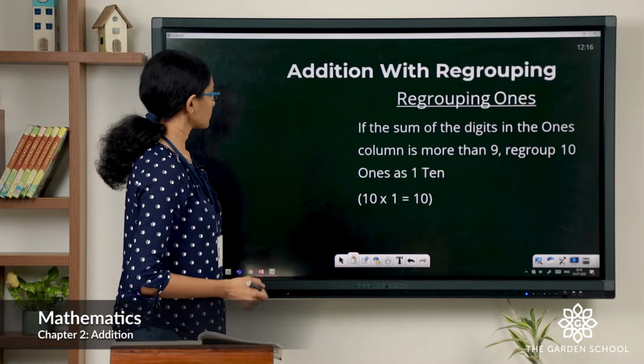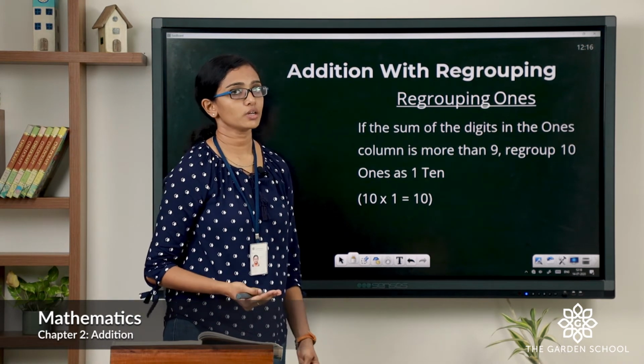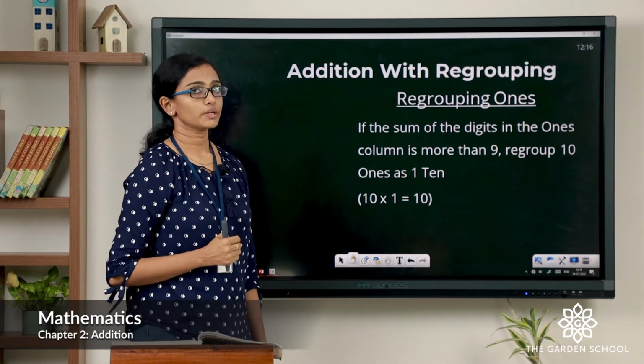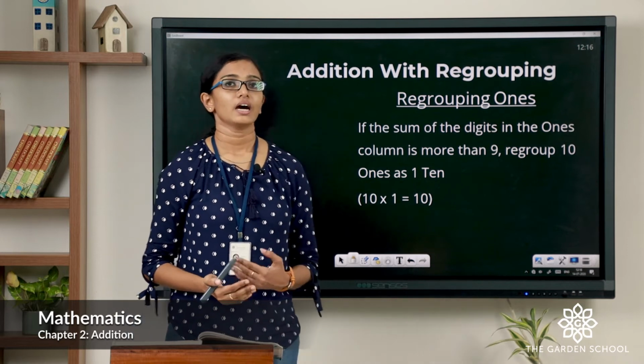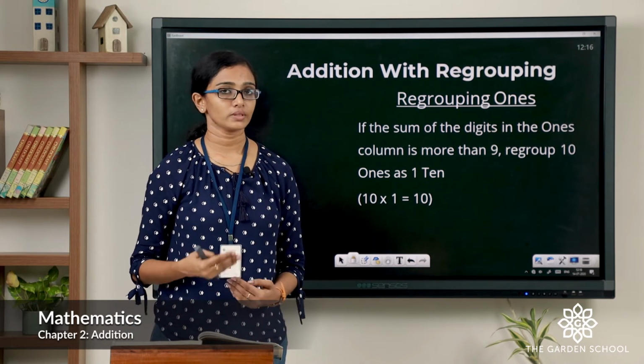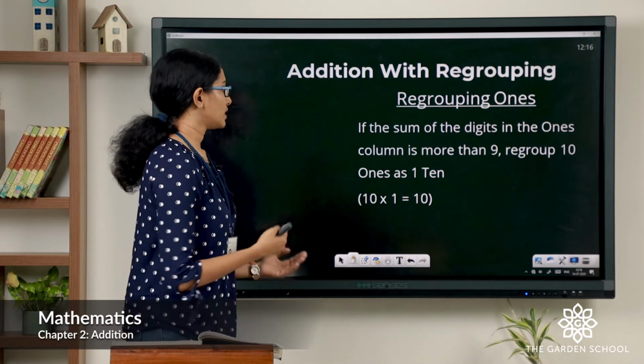Now let's see the addition of numbers when regrouping is involved. So now first let's see the regrouping of ones. It means if the sum of the digits in the ones place is more than 9, we regroup the ones. So let's see that.